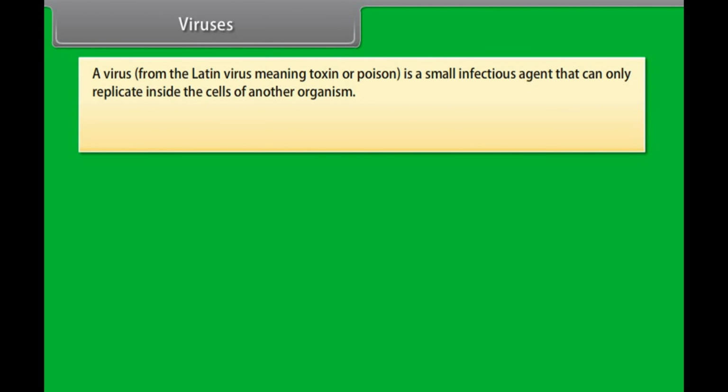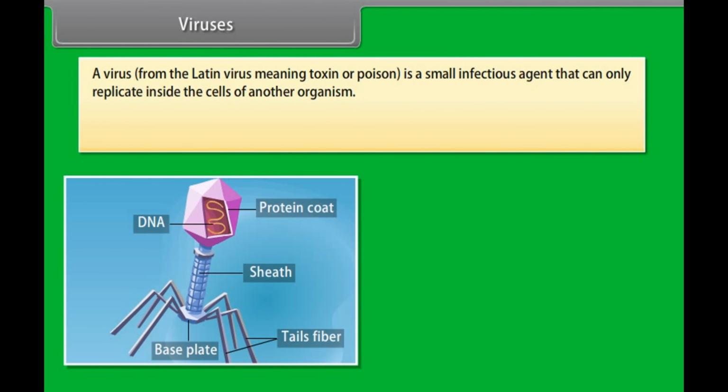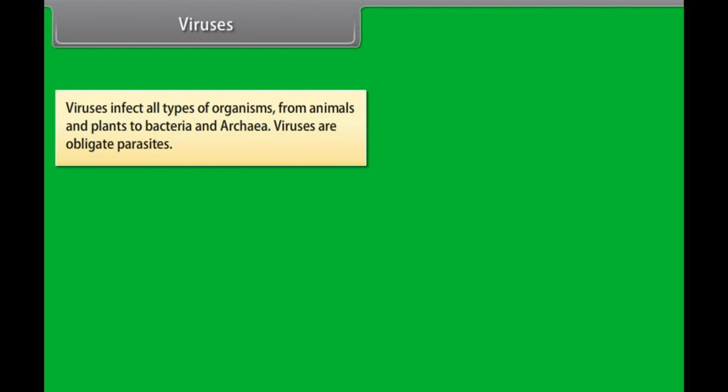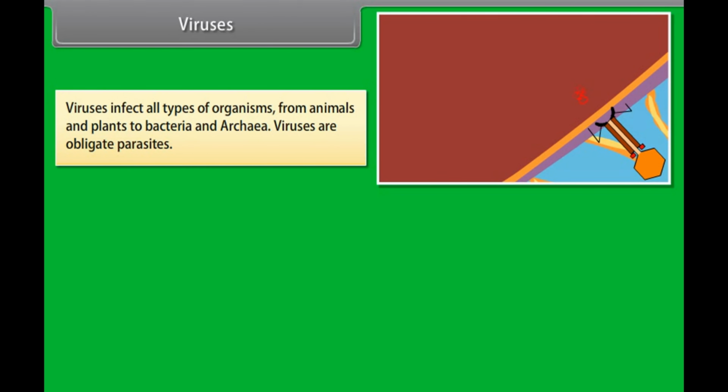Viruses. A virus is a small infectious agent that can only replicate inside the cells of another organism. The viruses are non-cellular organisms that are characterized by having an inert crystalline structure outside the living cell. Viruses infect all types of organisms, from animals and plants to bacteria and archaea. Viruses are obligate parasites.